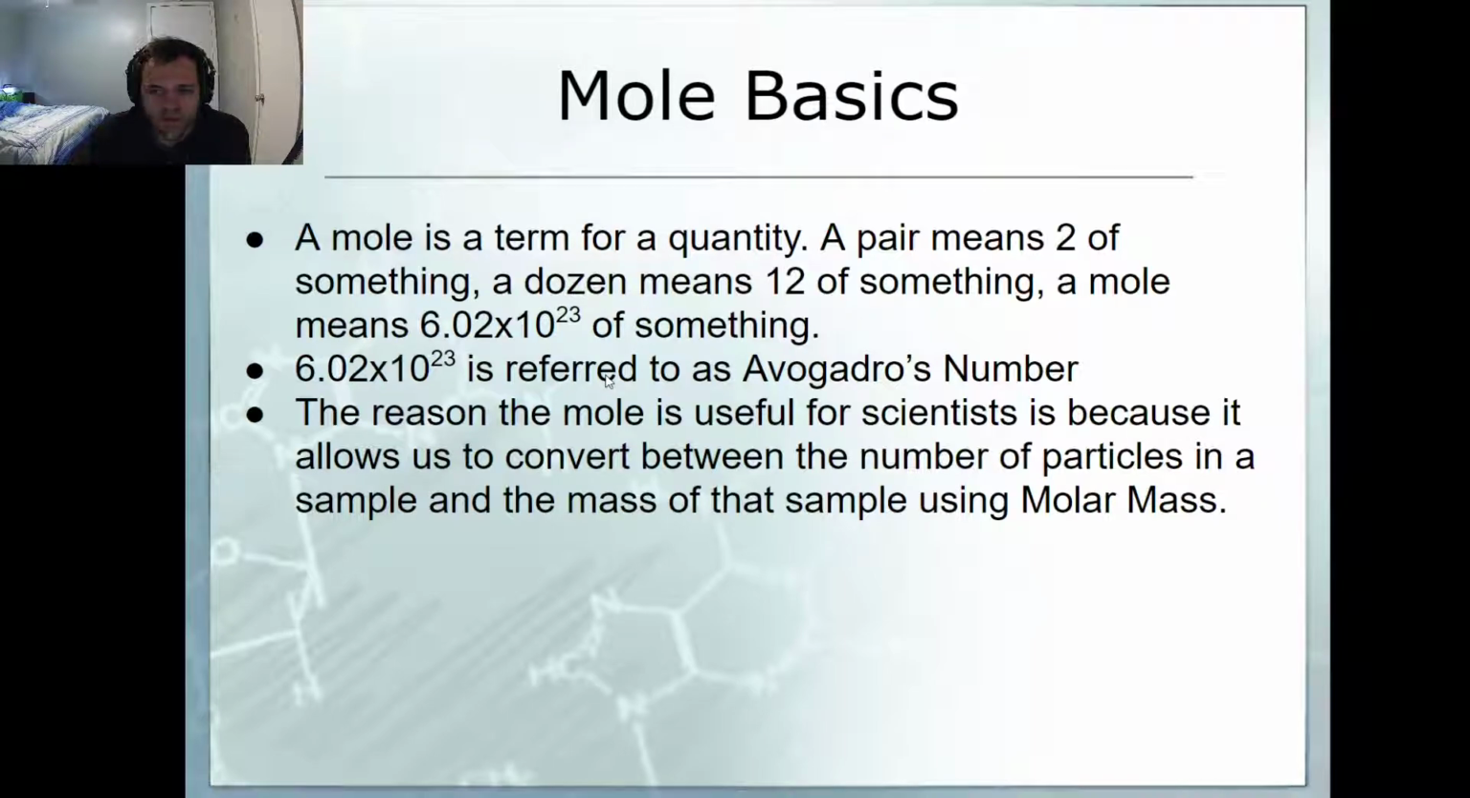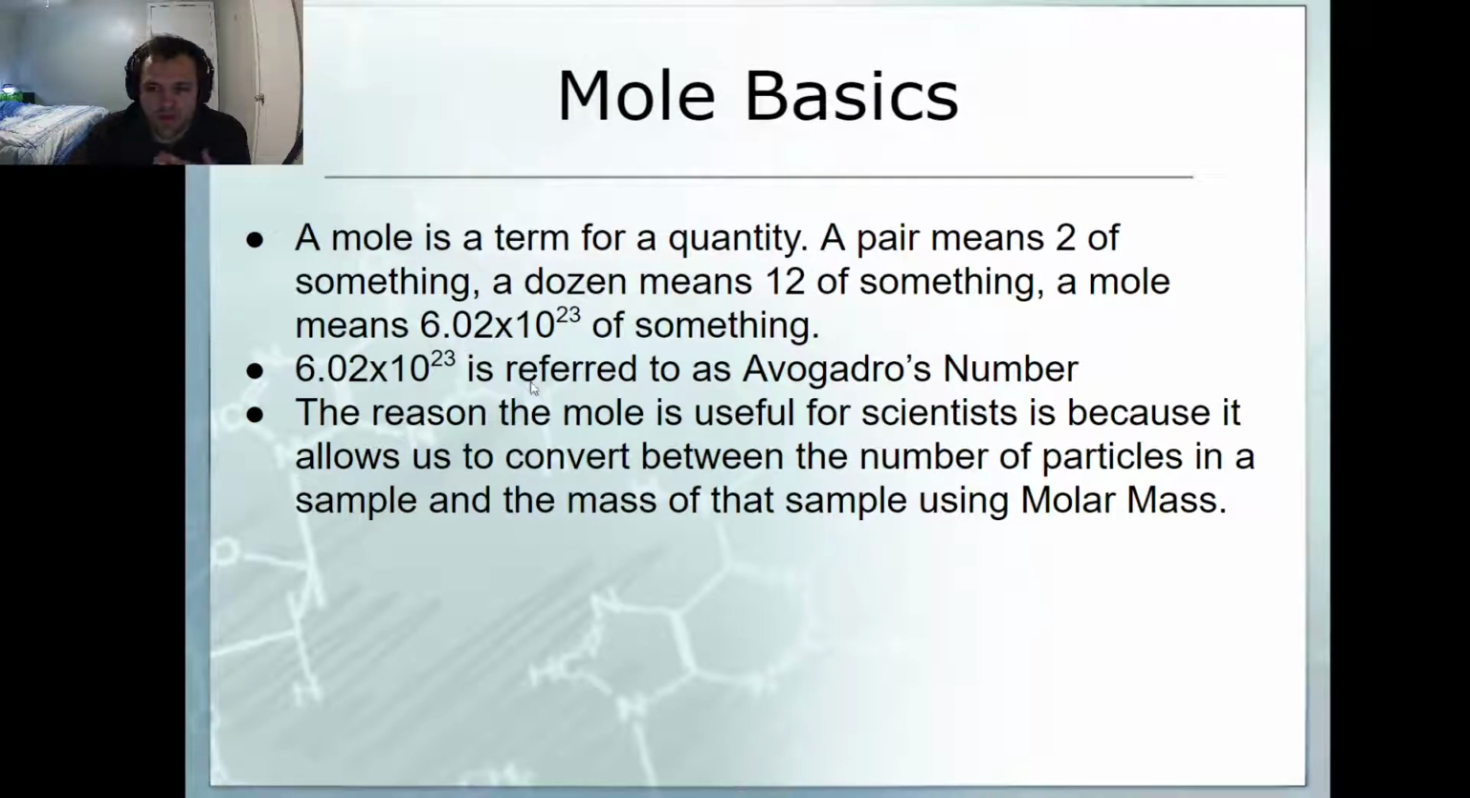So a mole is just a term for a quantity. If you have a pair of something, that means you've got two of them. If you have a dozen, that means you have 12. If you have a mole, it means you have 6 sextillion, right? A ton. 6.02 times 10 to the 23rd. And that number is just so blowingly huge that it doesn't even really bear thinking about too much. Just know that it's a very, very large number.